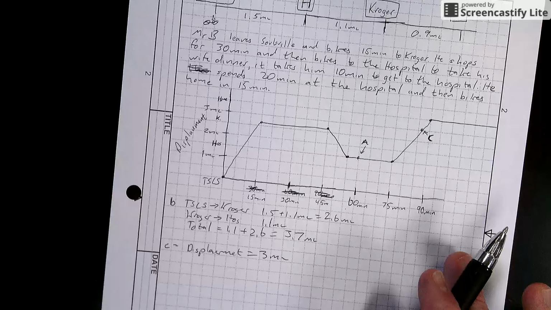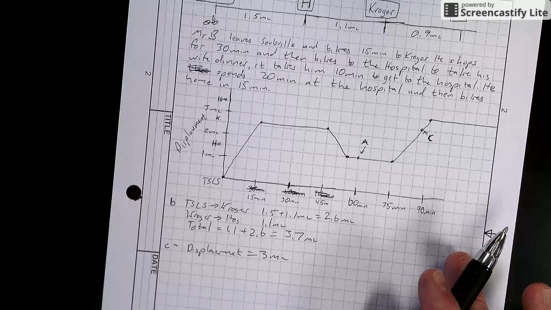I went all the way to Kroger, so that was part B. I went from Soulsville to Kroger, and that was 1.5 plus 1.1 miles, which is a total of 2.6. And then I went from Kroger back down to the hospital, which was 1.1 miles. So my total distance, from Soulsville to Kroger and back to the hospital, equals 1.1 plus 2.6, which equals 3.7 miles. All right, so that's B.